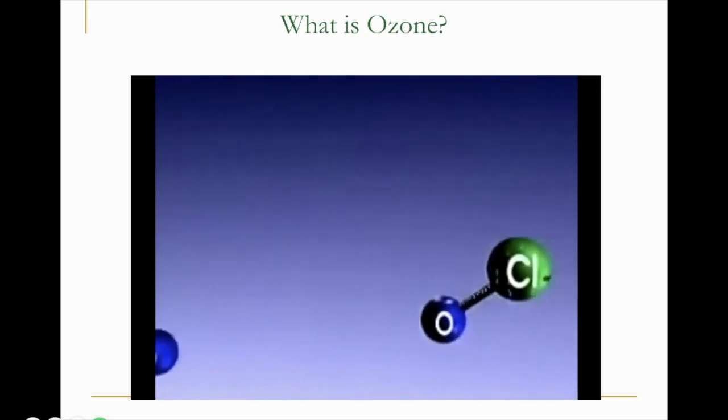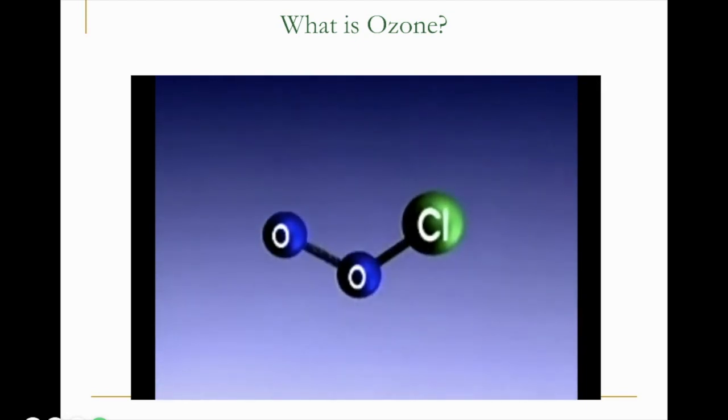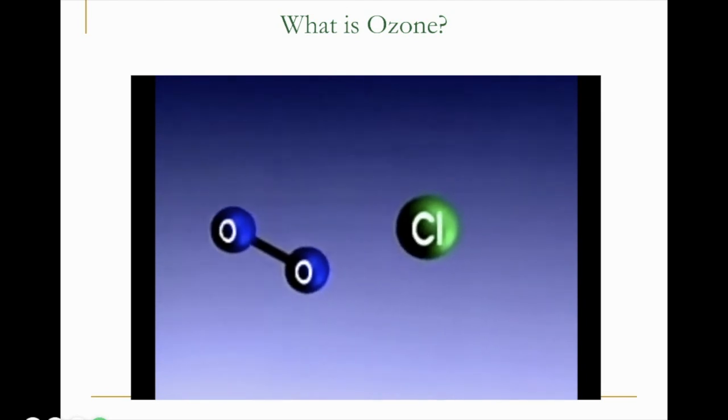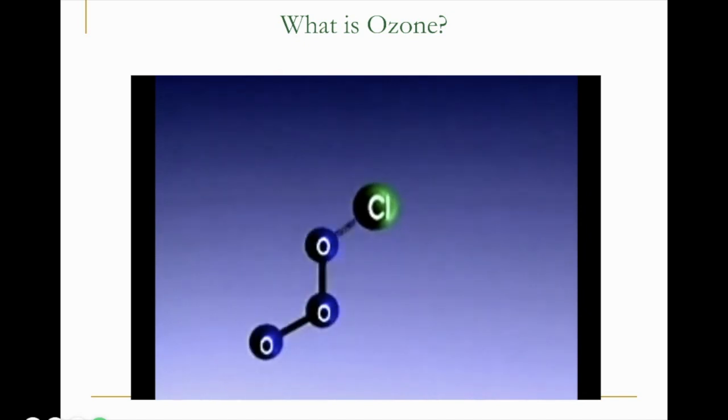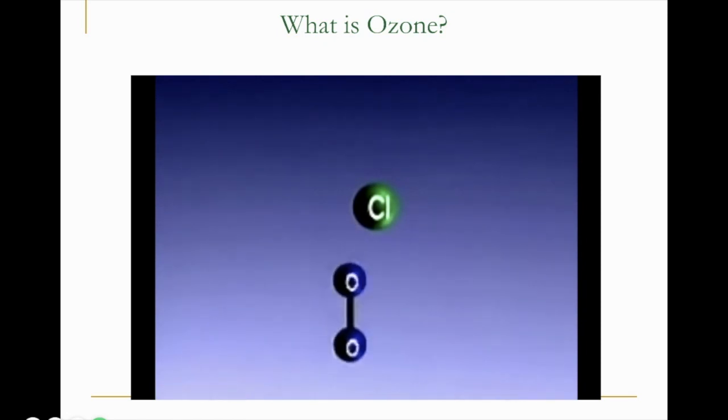Chlorine monoxide reacts easily with single oxygen atoms in the atmosphere, leaving a free chlorine atom that can destroy more ozone. Scientists estimate that one chlorine atom can destroy as many as 100,000 ozone molecules.